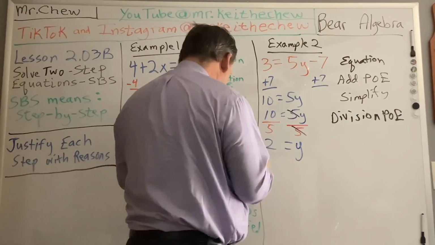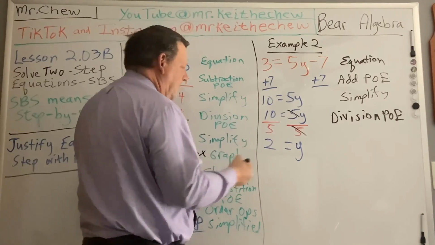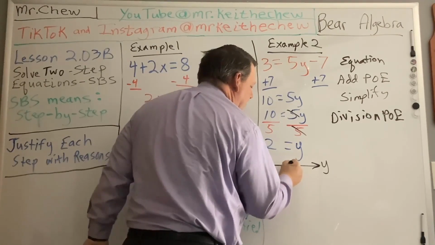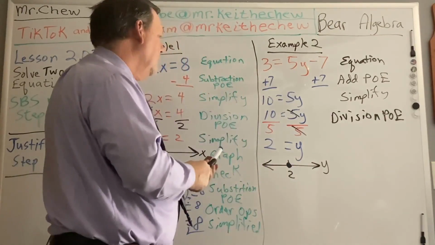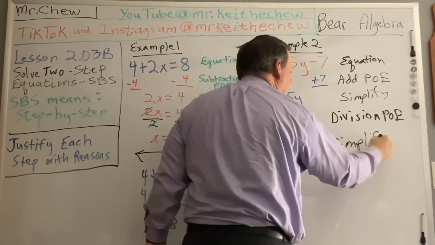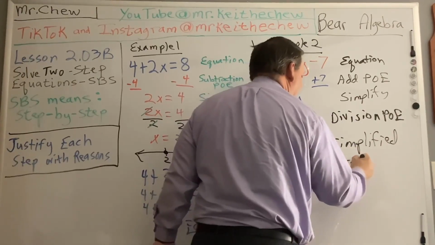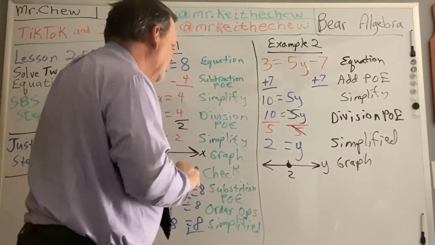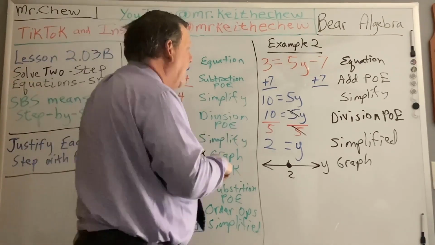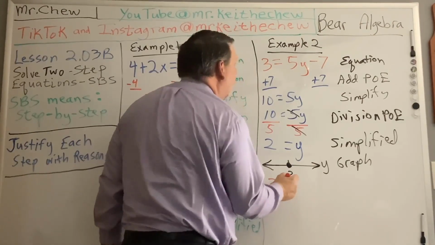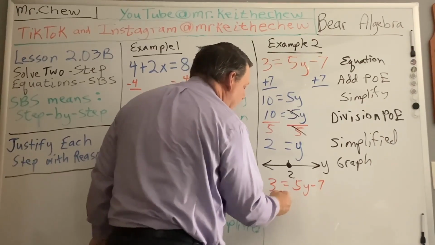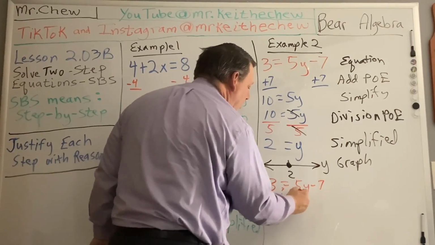Okay? Now, what did we do next? We graphed it. So I'm graphing y's, and the 2, right there it is. So I would say here, I simplified, and then I graphed. Okay, so now I'm going to substitute, write the original down, and then see if it works. So 3 equals 5y minus 7. I'm going to solve it and see if it works, and then we'll write down all the reasons.